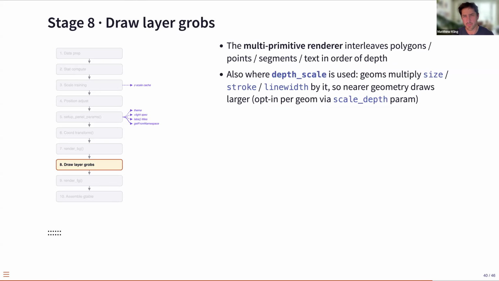I have one rendering engine that does rendering for all the primitives. So polygons, points, segments, text, all come from these different layer functions. I have one rendering function that handles all of those and interleaves them with depth sorting, and also scales the point and line and text sizes based on the depth to give that additional perspective effect.